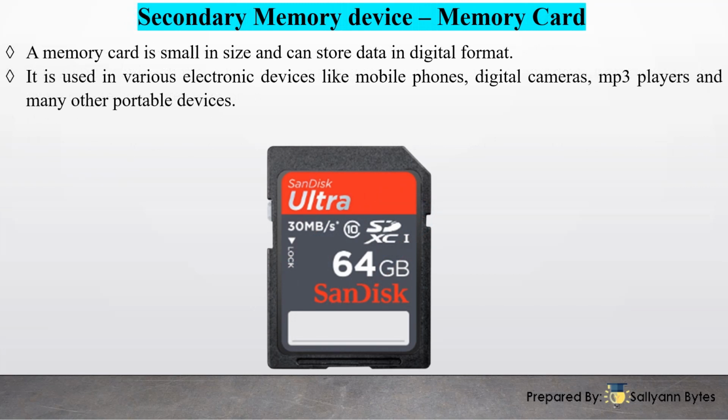The next secondary memory device is the memory card. A memory card is small in size and can store data in digital format. It is used in various electronic devices like mobile phones, digital cameras, MP3 players, and many other portable devices. Hope you had a better understanding about memory, types of memory and memory devices.